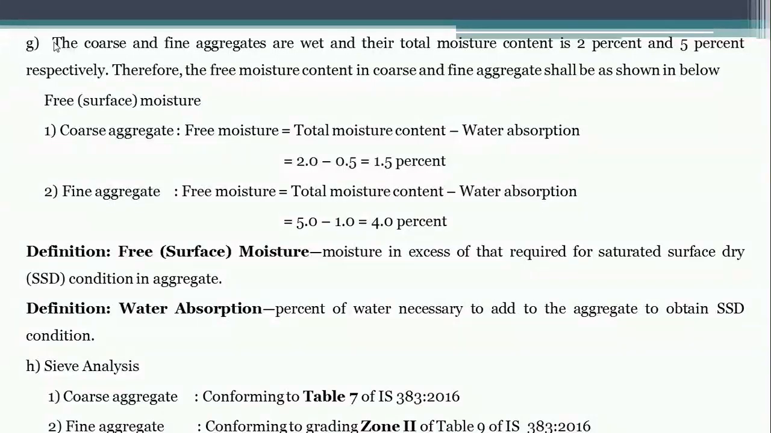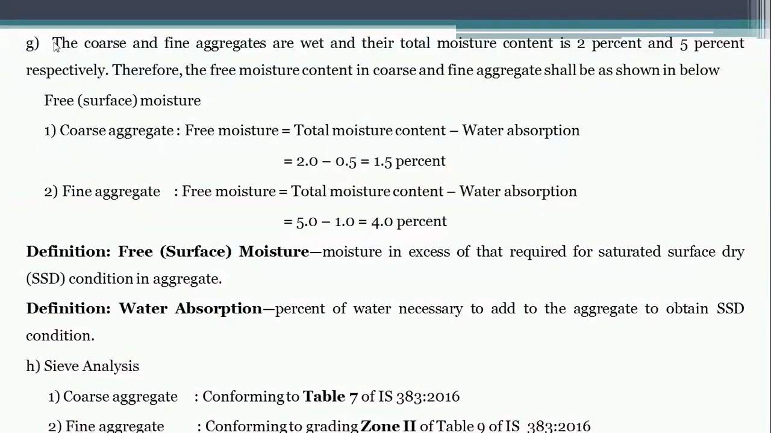The definition for free moisture will not be given in the question, but to make you understand I have put up the definition. Free moisture is moisture in excess of that required for SSD condition in aggregate. So moisture which is in excess of what is required for SSD condition, we call it free moisture. In this case, free moisture is in excess, so it is 1.5% and 4%. In the previous problem, it was given as nil. Nil means the moisture content is less than required for SSD condition, so it is a dry condition.